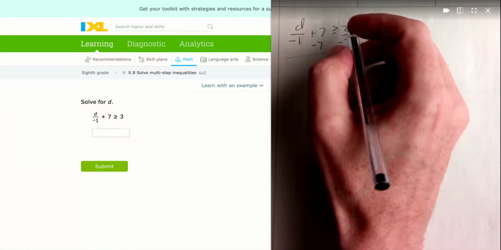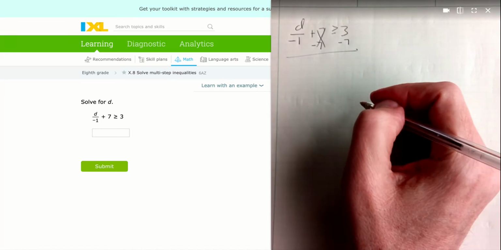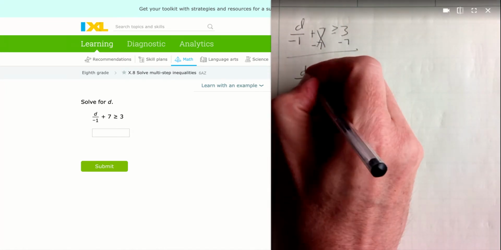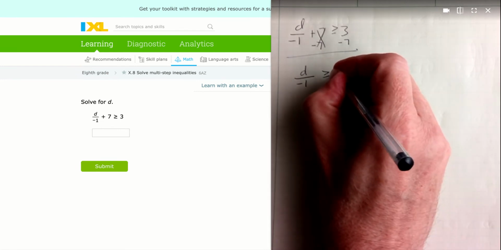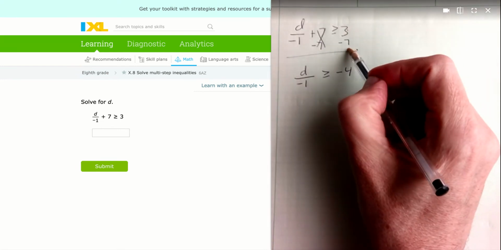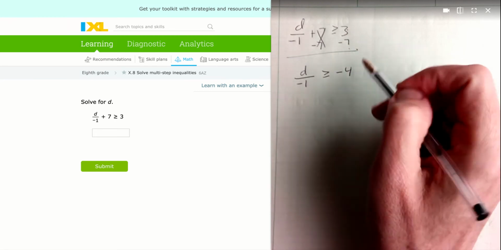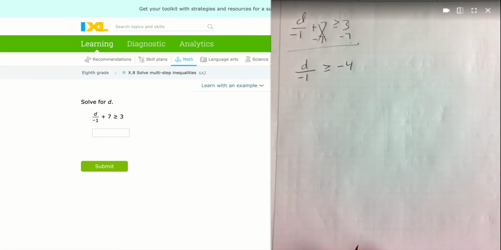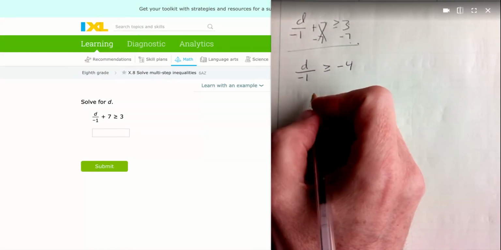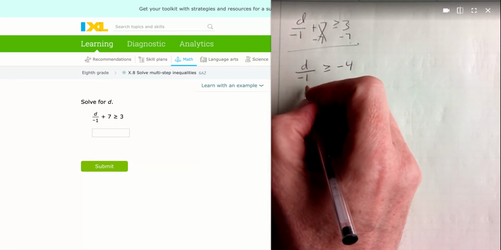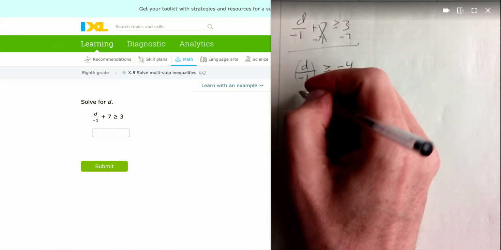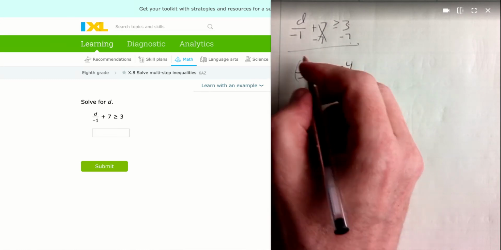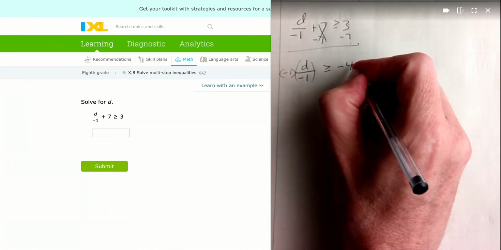So when I minus 7 from both sides, those cancel, and I'm left with d over negative 1 is greater than or equal to negative 4, because that's 3 plus negative 7, or 3 minus 7. Now, again, with inequalities, we need to be very, very careful. Anytime I multiply or divide by a negative, that inequality symbol is going to flip. And that's what I need to do here to get rid of this division of negative 1. I'm going to multiply both sides by negative 1.